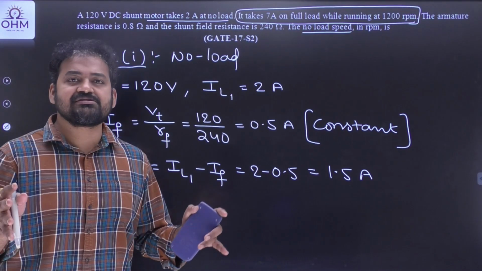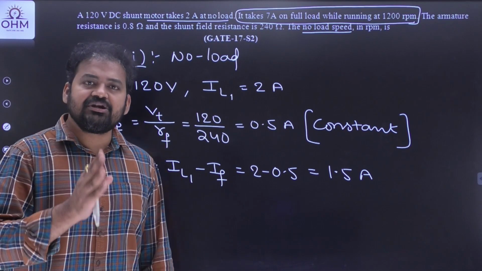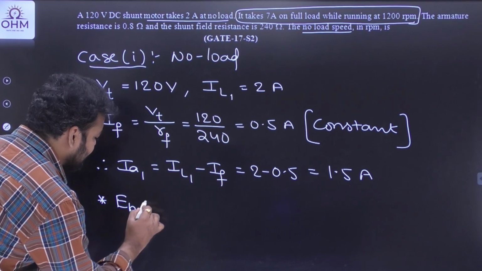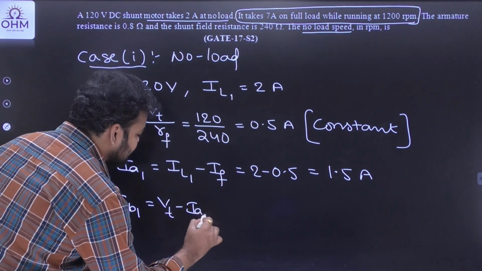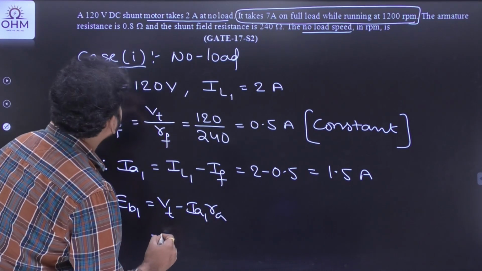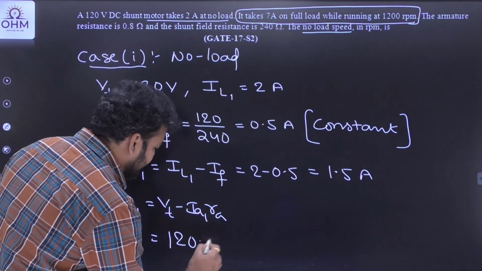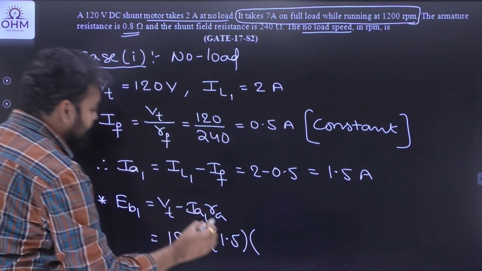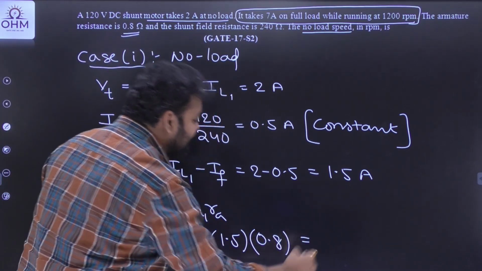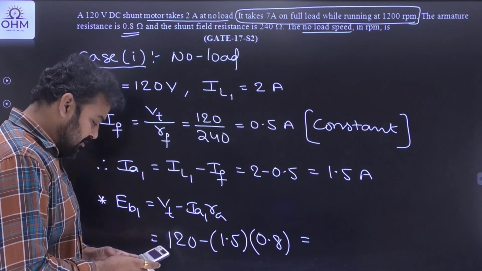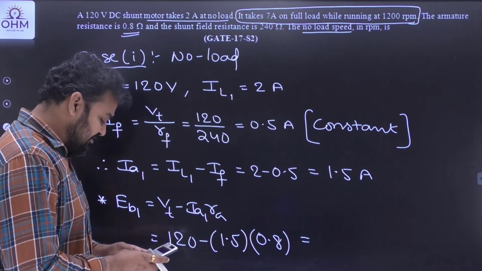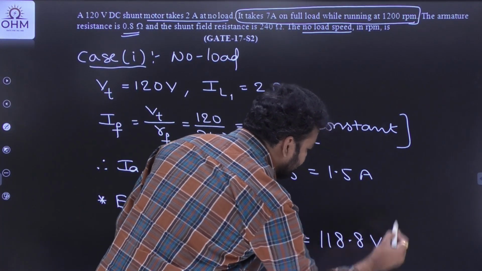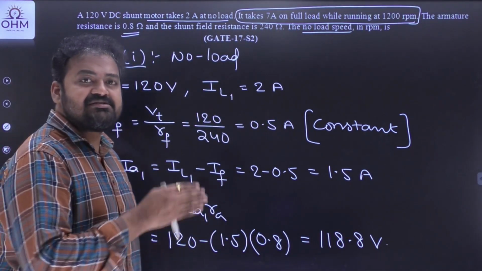You solve any number of questions. The moment a motor question is given, the first duty is to calculate back EMF. So what is the formula for back EMF? Back EMF is equal to Vt minus Ia into Ra. So Vt was 120 minus armature current 1.5, and the armature resistance given in the problem is 0.8 ohm. Let me do it. 120 minus 1.5 into 0.8, 118.8 volt. That is the back EMF of the motor at no load.